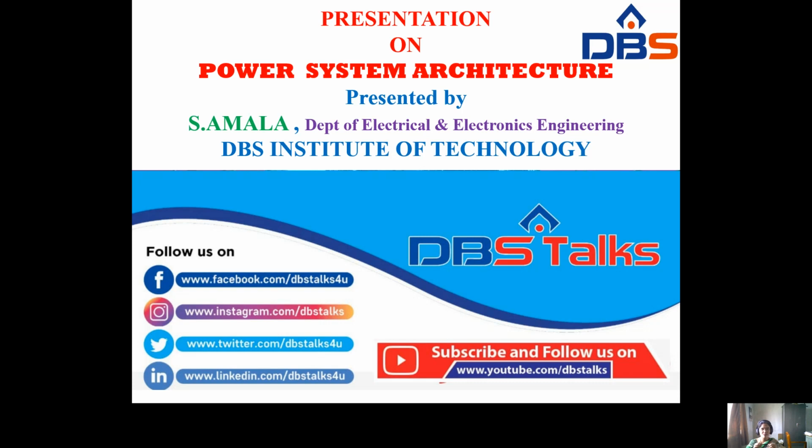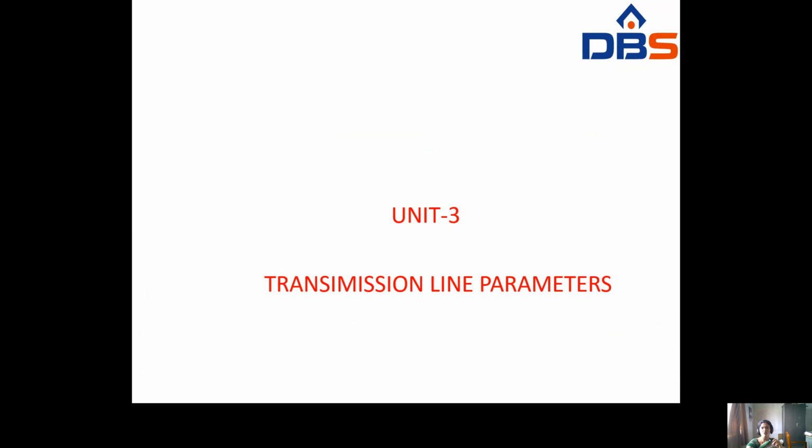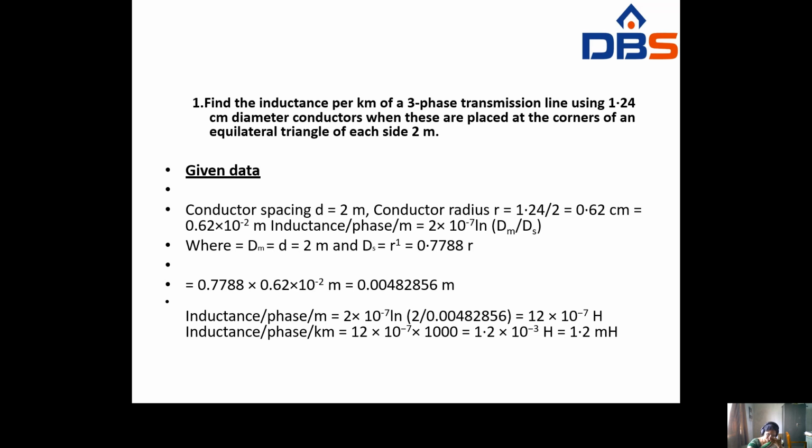Now in this class we are discussing the subject, power system architecture. We are discussing some problems of the transmission line parameters. Up to now we have discussed all the topics in the third unit. What is the third unit? Transmission line parameters. In transmission line parameters we first discussed what types of conductors will be used, and what the transmission line parameters are: resistance, capacitance, and inductance, and how you can calculate them, which we saw in previous classes. Now in this class we are discussing some problems.